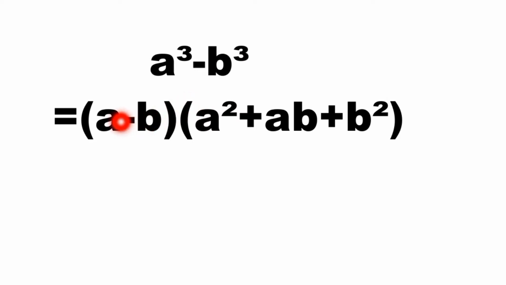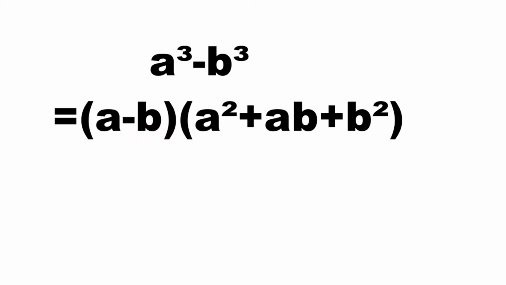And for the trinomial factor, the first term is the square of this one. A squared is the square of a, and plus ab is the product of a and b. We have a minus sign here, minus, then plus, plus, and the last term is the square of the last term of the binomial, b squared.